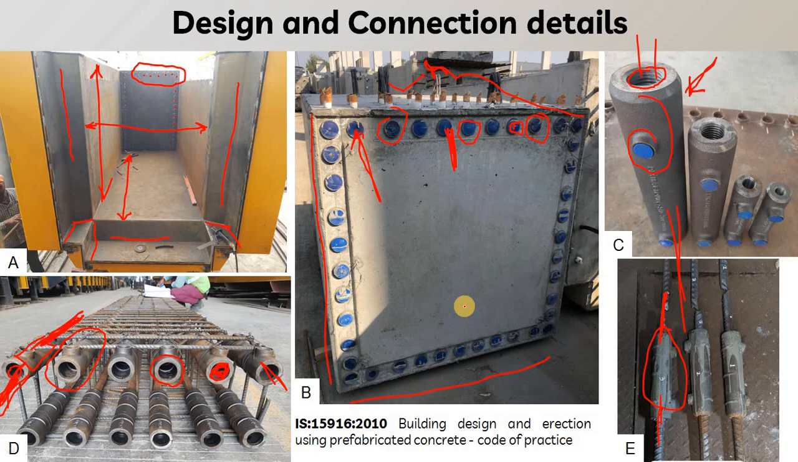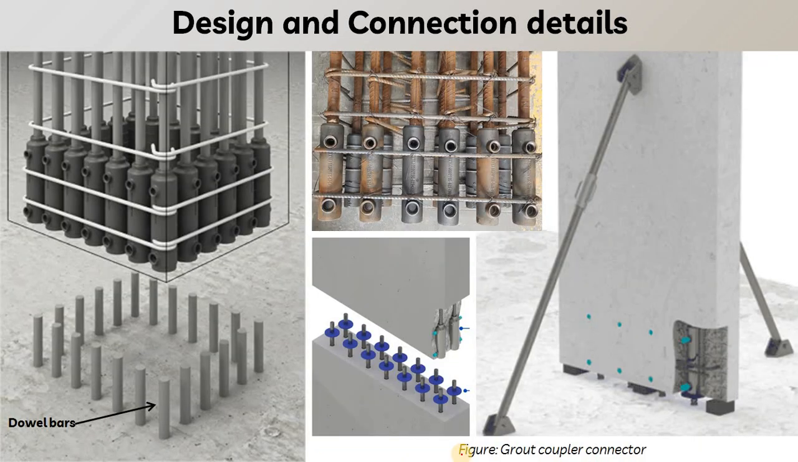So you can also refer IS 15916/2021, which says about the building design and erection using prefabricated concrete, code of practice. Here you can see very clearly how the column will be connected, as we discussed in our previous slides.